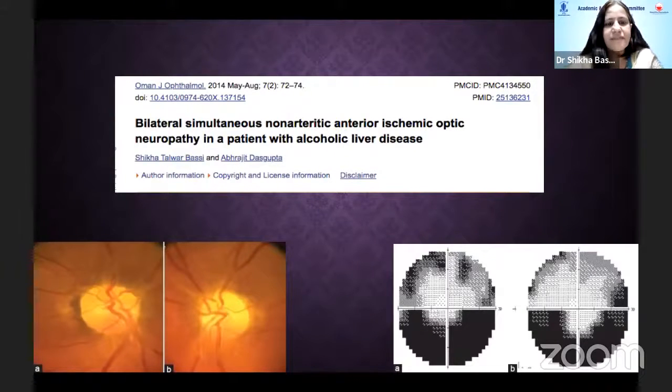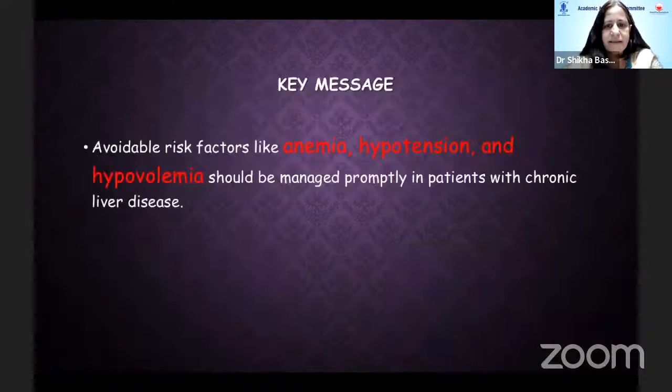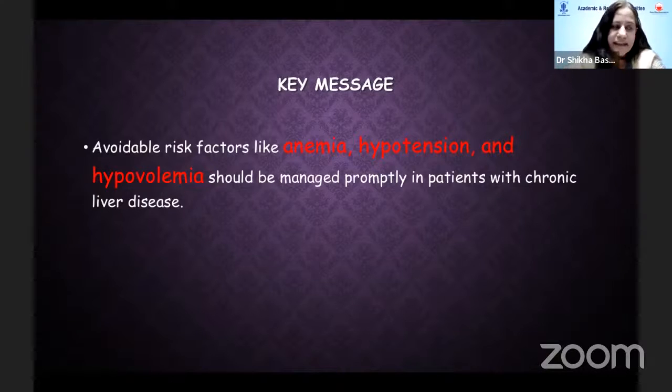This patient presented with alcoholic liver disease. You can see the sectoral pallor in both the eyes, superior sectoral pallor, and corresponding inferior arcuate defects in both the eyes. So in patients who have severe liver disease and have crowded disc, avoidable risk factors like anemia, hypotension, and hypovolemia should be taken care of promptly. So this was a key message from that paper. And this is my last slide. With that, I'll stop.